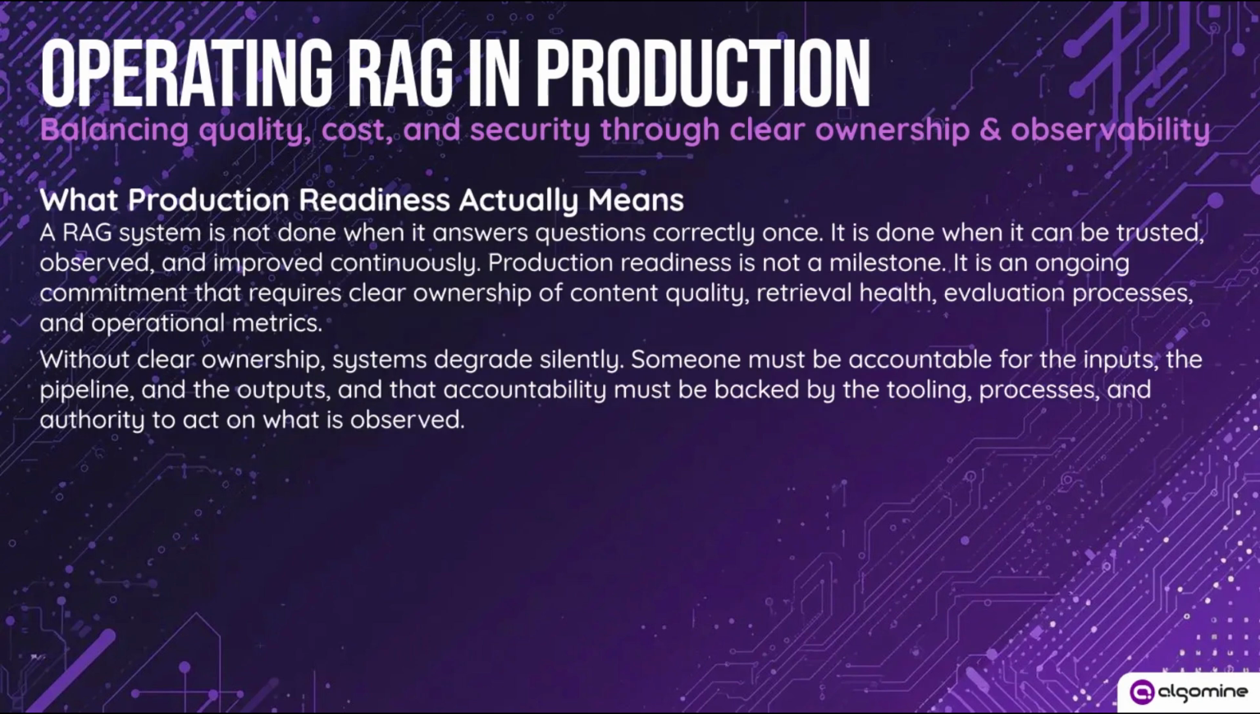A RAG system isn't done when it answers questions correctly once. It's done when it can be trusted, observed, and improved continuously. Production readiness isn't a milestone. It's an ongoing commitment requiring clear ownership of content quality, retrieval health, evaluation processes, and operational metrics.